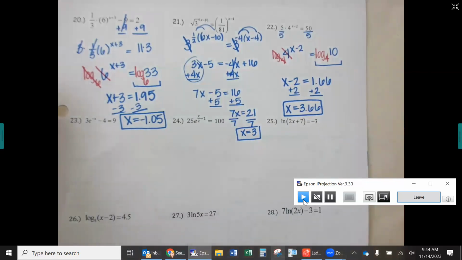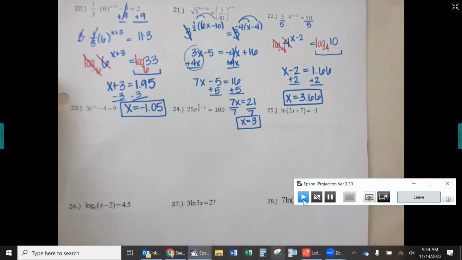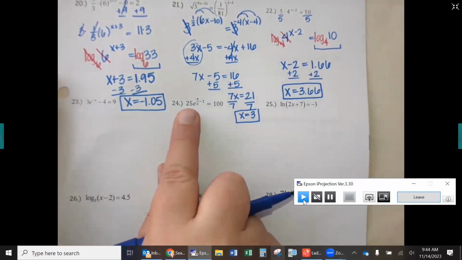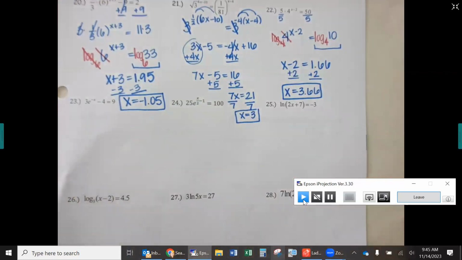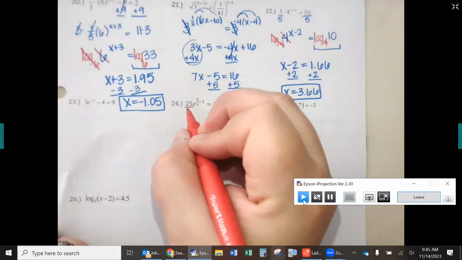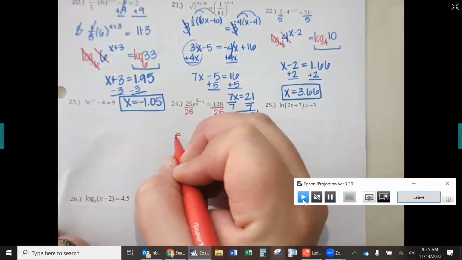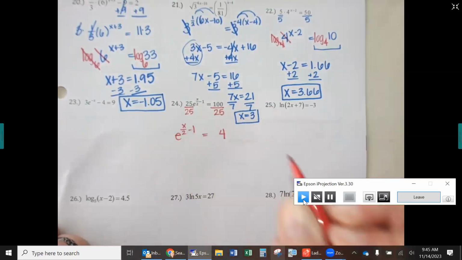Next one I'd like to do is number 24 in the row right below that. Number 24. What are we going to do with this number in the front here? Divide. So divide by 25 on both sides. What is 100 divided by 25? Okay, that's going to give me e to the x over 2 minus 1 equals 4.